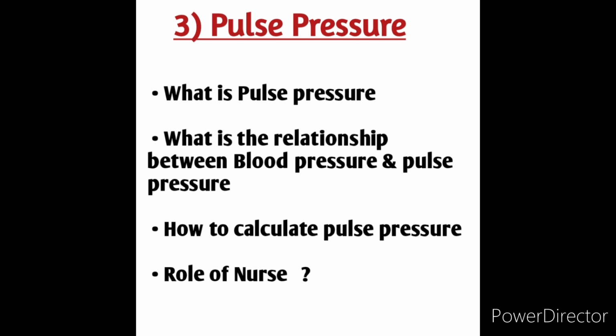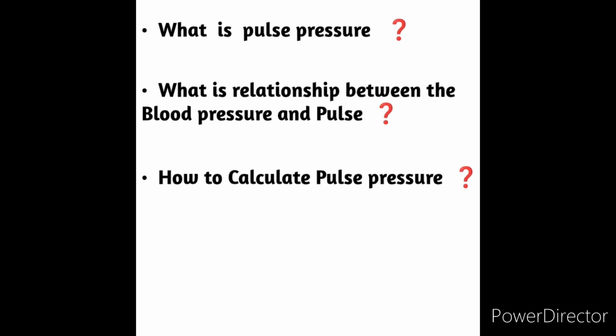Pulse pressure is the difference between the systolic and diastolic pressure. Just now I said, for example, the systolic blood pressure is 120 mm of Hg and the diastolic pressure is 80 mm of Hg, meaning 120 by 80 mm of Hg. Then the pulse pressure would come to 40 mm of Hg. The difference between the systolic and diastolic blood pressure is called pulse pressure. So here, 120 mm of Hg by 80 mm of Hg, the pulse pressure would be 40 mm of Hg.